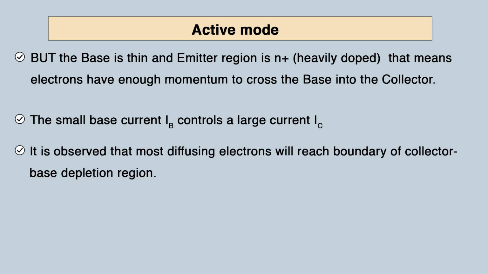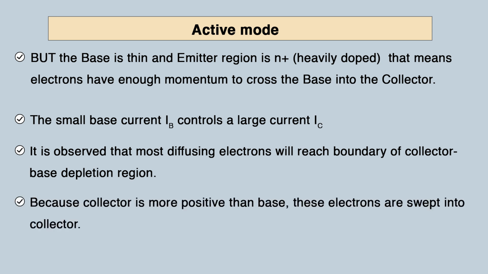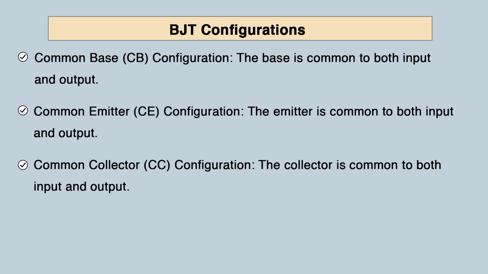It is observed that most diffusing electrons will reach the boundary of the collector base depletion region, but the collector is more positive than the base. These electrons are swept into the collector. Let's discuss the configurations of the transistor. A BJT can be configured into three configurations, that is common base, common collector and common emitter.